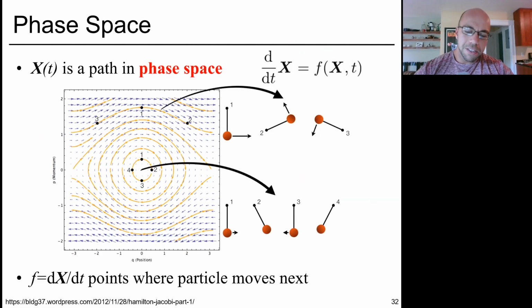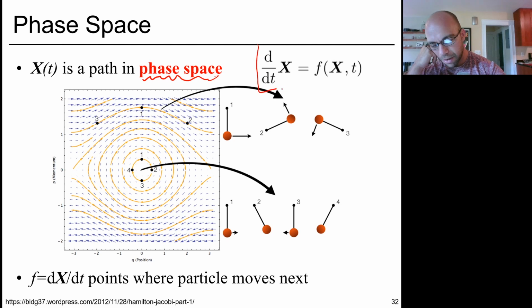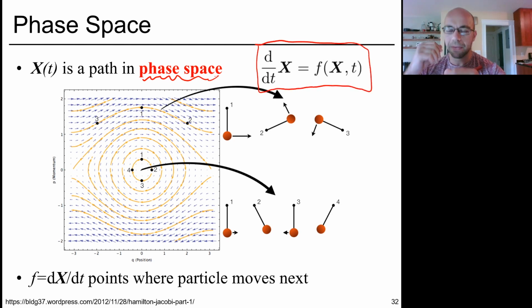So let's introduce some additional vocabulary words. One that's kind of useful is something called phase space. And this is essentially the space of values x. So remember that our ordinary differential equation takes the form that I've boxed here on the slide. And now let's think about that a little bit.